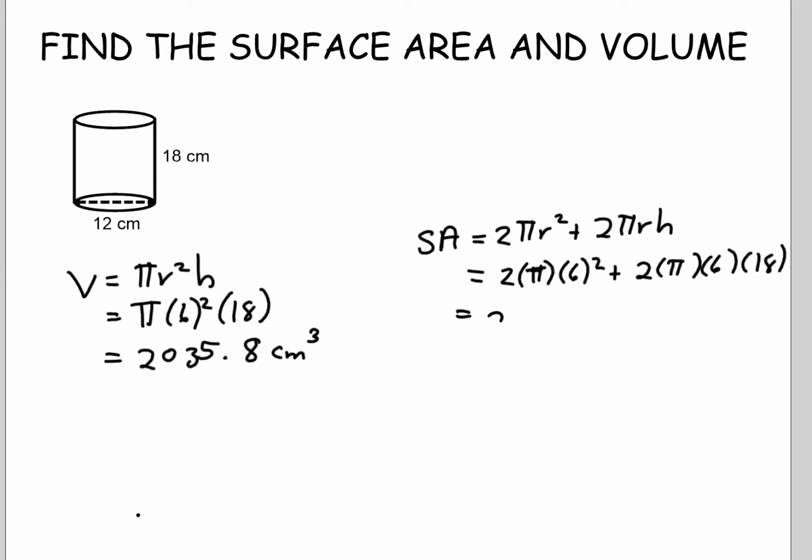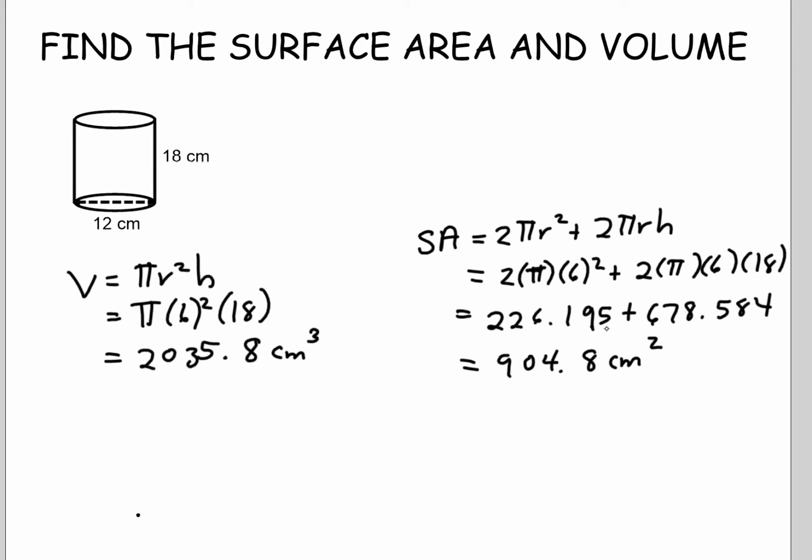So that one we'll say is 226.195. We always go to more decimal places than a question asks. You don't want to round too soon. And this one will be 678.584. And then if we put those together, we get 904, and we'll round to 1 decimal place, so we'll say 0.8.